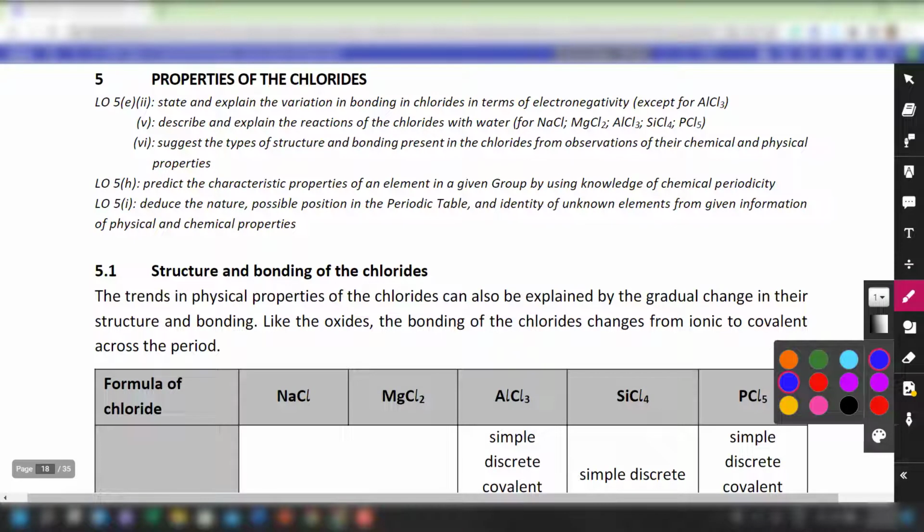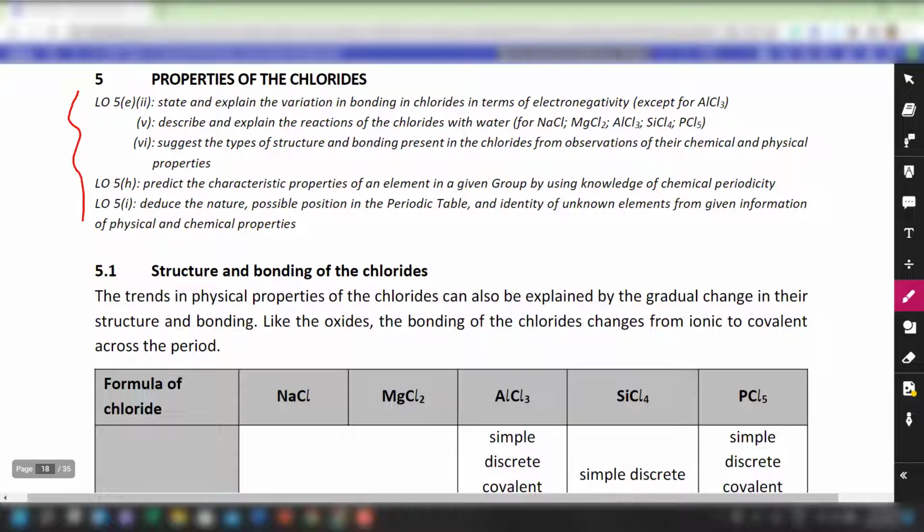You'll notice that for the properties of chlorides, there are quite a number of learning objectives. That includes asking the students to describe and explain the reaction of the chlorides with water, to discuss the structure and bonding present in the chlorides as observed from their chemical and physical properties, and then of course the last two LOs: predict characteristic properties of elements in a given group using knowledge of their chemical reactivity and chemical periodicity, as well as deduce the nature and possible position in the periodic table and identify unknown elements. These are the two more difficult learning objectives which I mentioned to you earlier on.